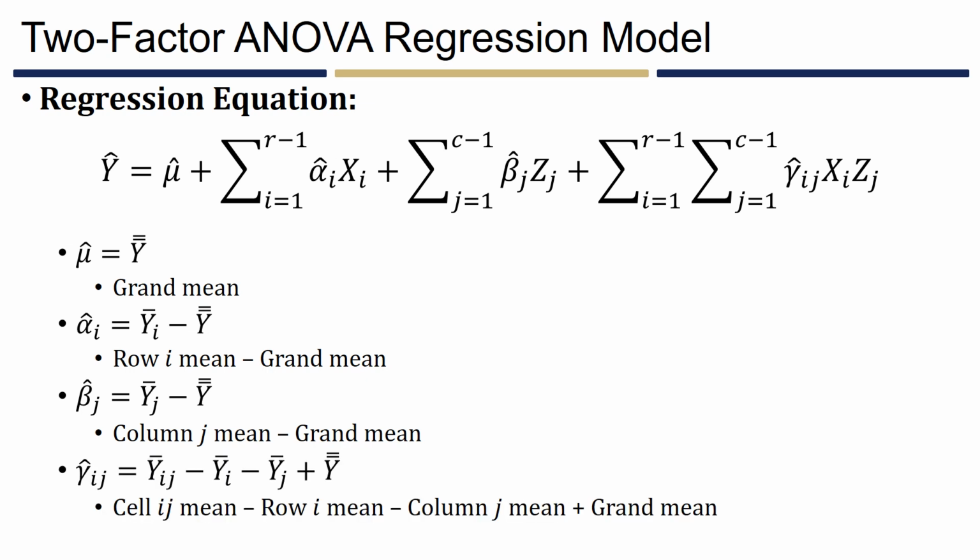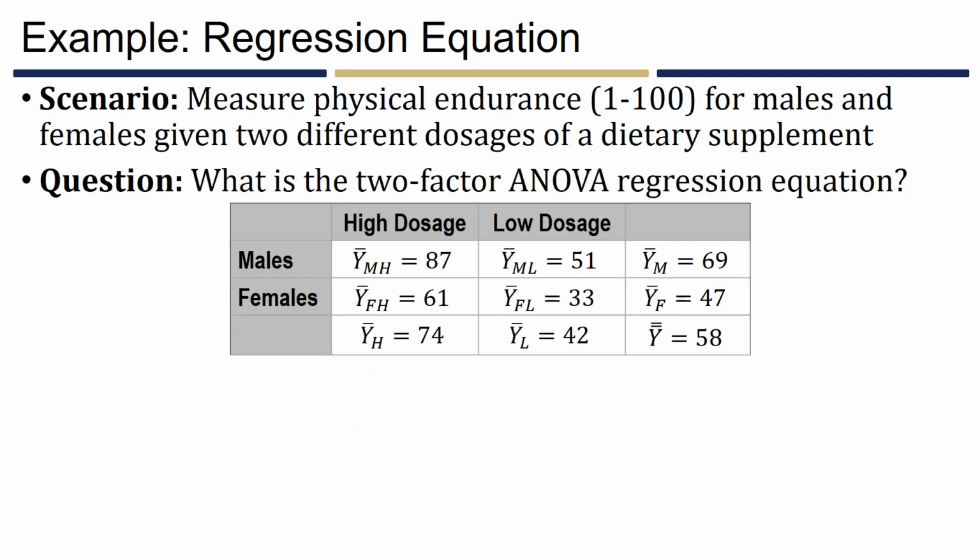Finally, each gamma sub ij hat is calculated by taking the mean of the observations in cell ij, subtracting off the mean of the observations in category i, further subtracting the mean of the observations in category j, and then adding on the grand mean. Now, using our table of means, we can calculate out each of the 4 parameter estimates. Mu hat is going to be estimated by the grand mean, y double bar, which is 58, the average physical endurance score across all 16 subjects.